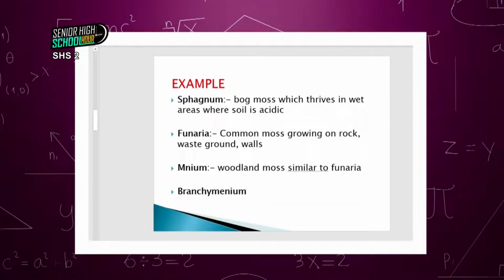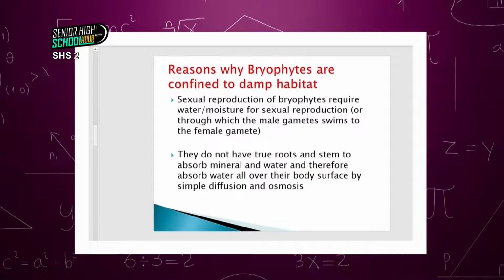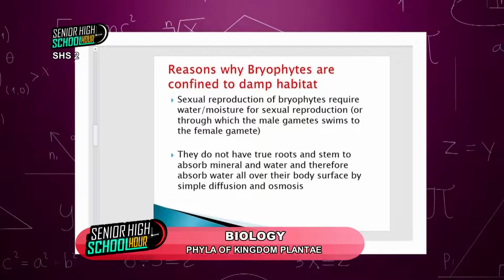Examples are Sphagnum, Funaria, Bryum, and Brachythecium, and these are common examples around us. I've also explained the reasons why bryophytes should be found only in moist or damp habitats. They need water for swimming of the sperm, and they need to absorb water through their body.